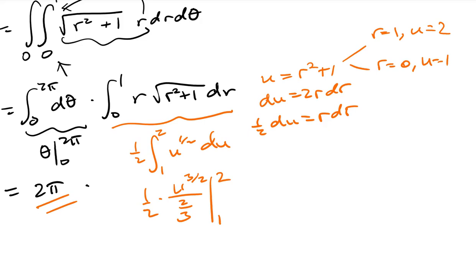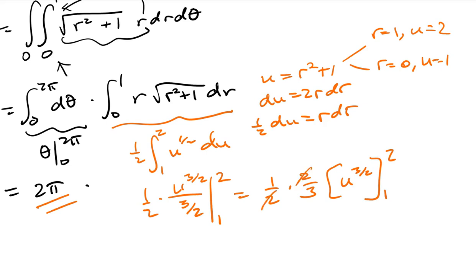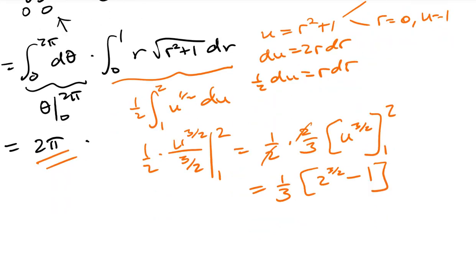I haven't forgotten about this 2 pi. So this is 1/2 times 3/2. Wait, I'm sorry, this is 3/2. I was going too fast. This is now 2/3, and then u to the 3/2 from 1 to 2. These twos cancel, and I get 1/3 times 2 to the 3/2 minus 1 to the 3/2, which is 1. 2 to the 3/2 is 2 root 2, so 2 root 2 minus 1.